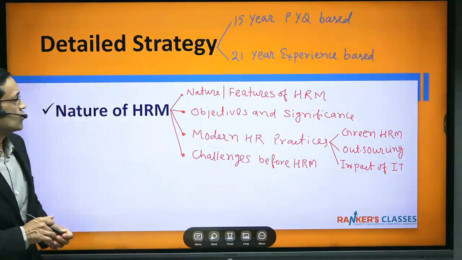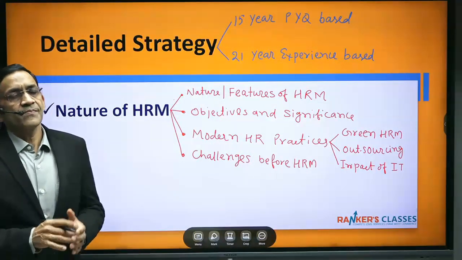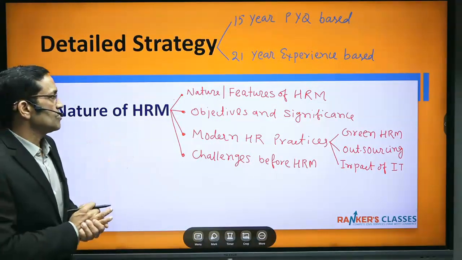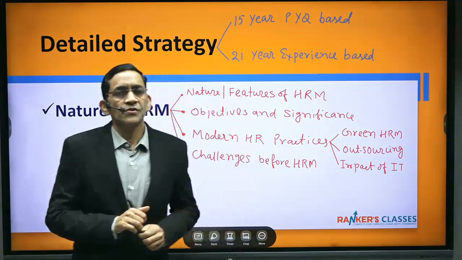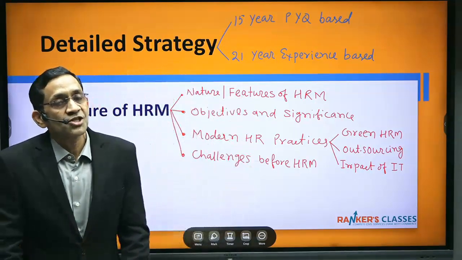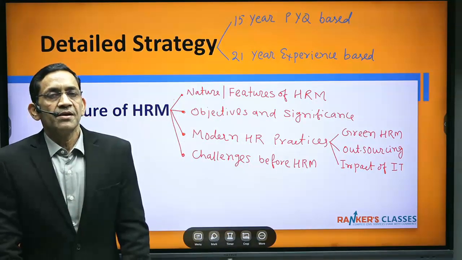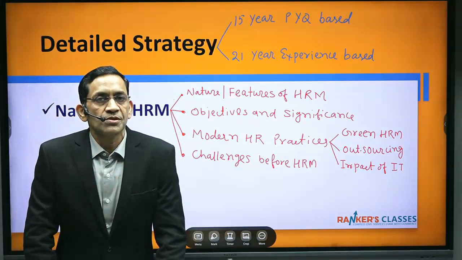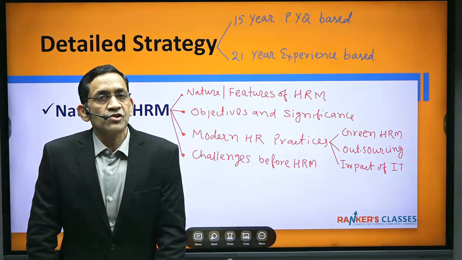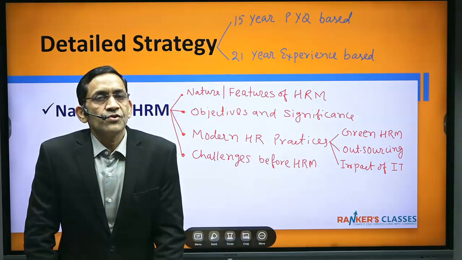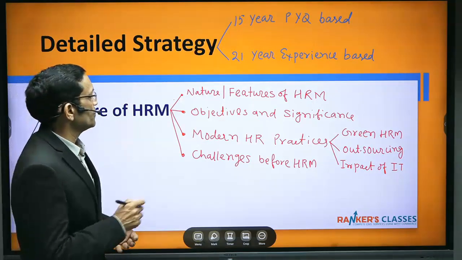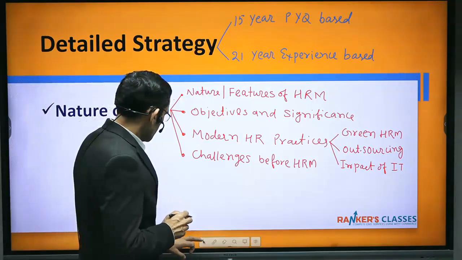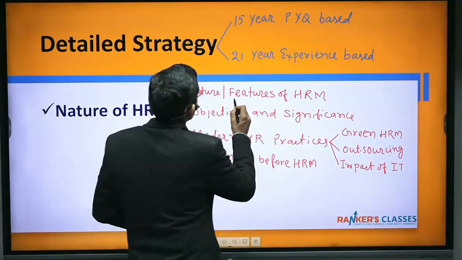First topic is nature of HRM. On nature of HRM, many things are to be covered, but the most important thing is the nature and features of HRM, because on features of HRM, you may be asked questions. For example, HRM is full of paradoxes. So unless you understand the features of HRM, unless you understand its nature well, you cannot write that answer. Features must be understood properly to write the answer.